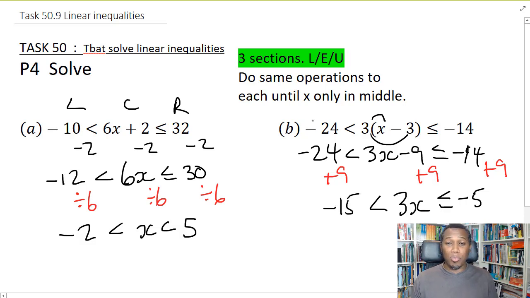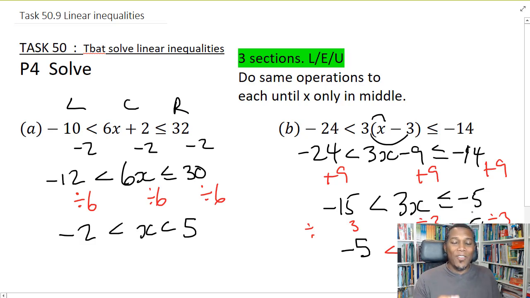Now I have 3x, but I want x, so we're going to divide each term. We're going to divide the upper and the lower bounds and the 3x by the 3. And dividing 3x gives me x. And then the lower bound is going to be minus 15 divided by 3, which will give me minus 5. And then the upper bound, minus 5 divided by 3. We can't do that division, so we leave it as a top-heavy fraction.